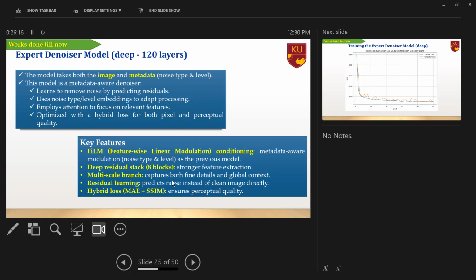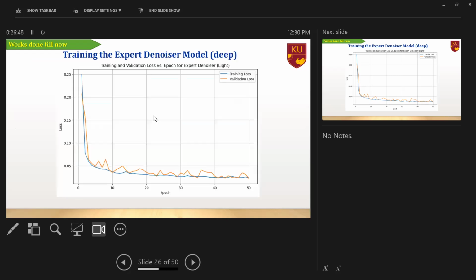I also have to mention that initially we tried this model with MAE as the loss, but that provided some kind of errors or inaccuracy. So we introduced the hybrid loss, where we used MAE and SSIM both as the loss function. That improves the overall performance of the model. That is one of the key points of both the models.